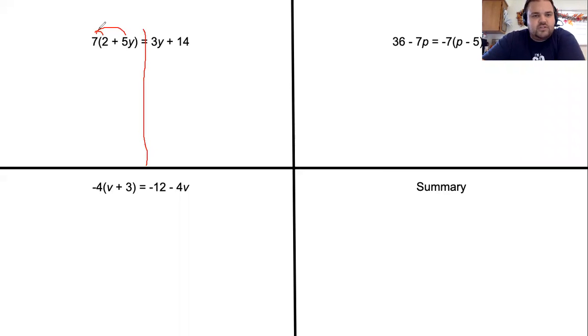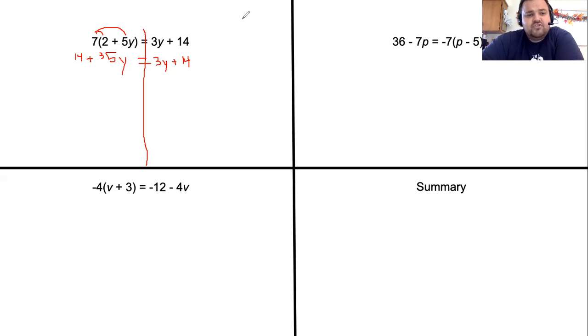So in this situation here, the easiest thing for us to do to simplify this is to use the distributive property. 7 times 2 is 14. And 7 times 5y is a positive 35y equals, and on the right-hand side, this side is already simplified. It's just 3y plus 14. So we have 14 plus 35y equals 3y plus 14.